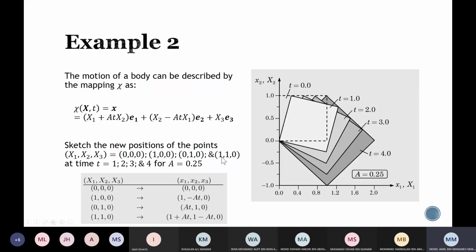If you are given a question asking you to sketch, you just substitute the point into the mapping and the time point, and then sketch as usual, following the values after you substitute. Plot the coordinates on your answer sheet. You can try this later. The answer is already given here.